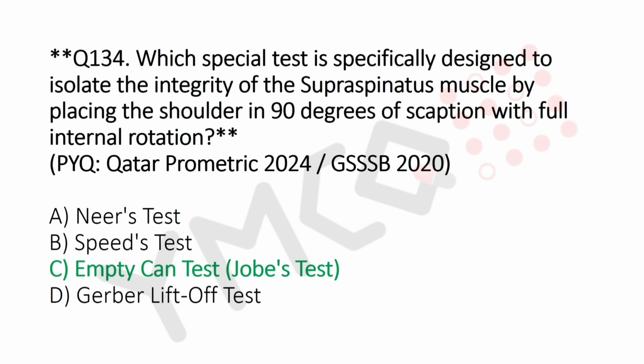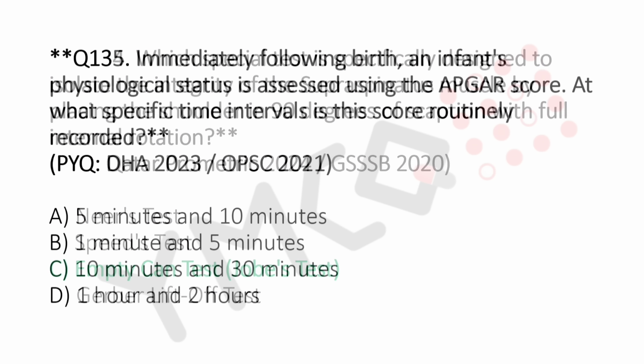Pointing the thumb down to the floor, full internal rotation, scapular plane, acts just like emptying a can of soda. This puts the deltoid at a disadvantage and forces the supraspinatus to do all the work against your resistance. Okay. Now let's move to question number 135.